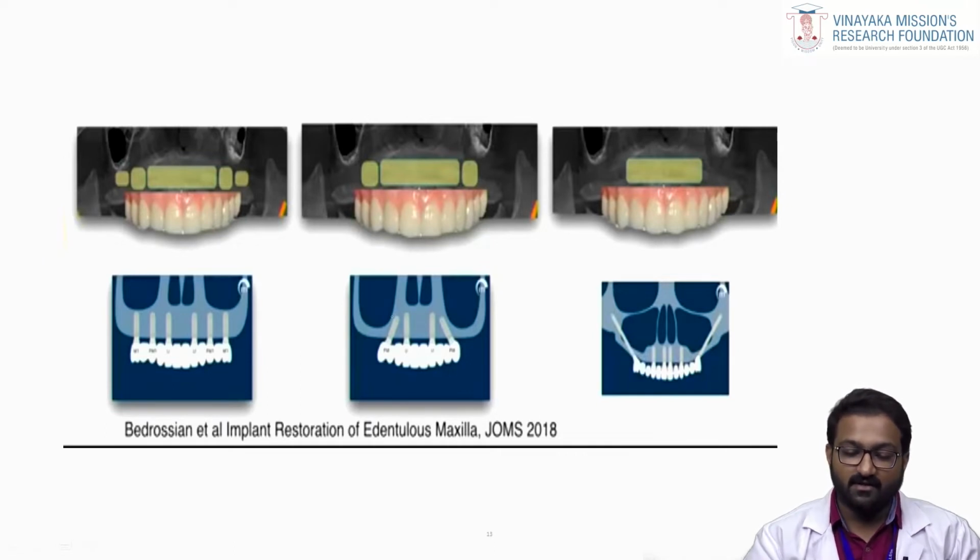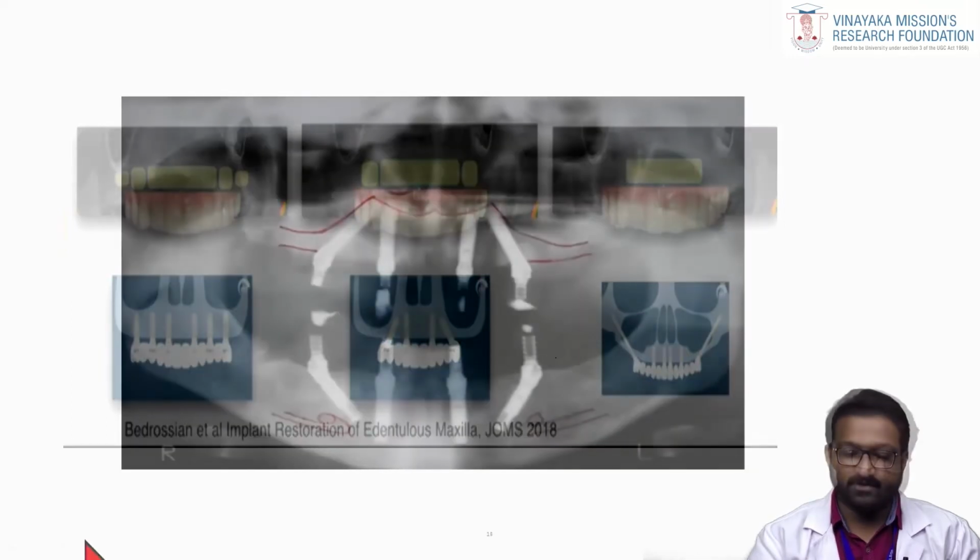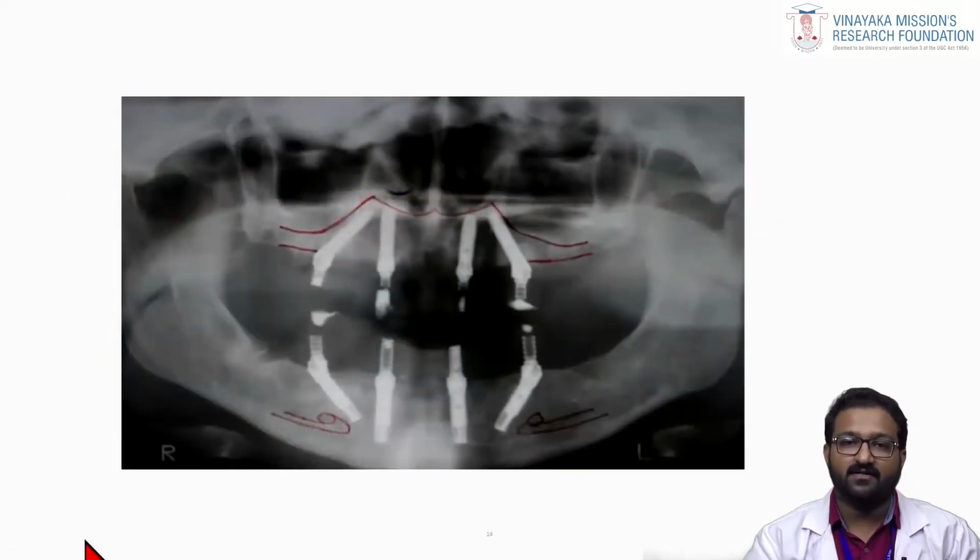In the second picture, the bone is present in only zone 1 and zone 2. So the treatment option is 2 straight implants and then 2 angulated implants. This is the all-on-4 concept. The third one is where bone is present in only zone 1. So traditional straight implants are placed in zone 1, and then zygomatic implants are opted. So this is what the OPG marking looks like.